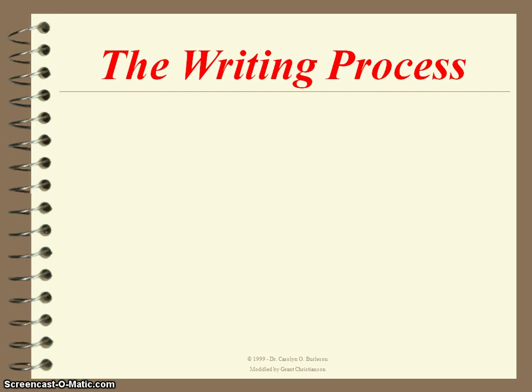Writing process is divided into 5 different steps. Step 1 is pre-writing. So if you have not written down the writing process on your paper in your spiral, please do so now. Pause it, and then make sure you write step 1, pre-writing.